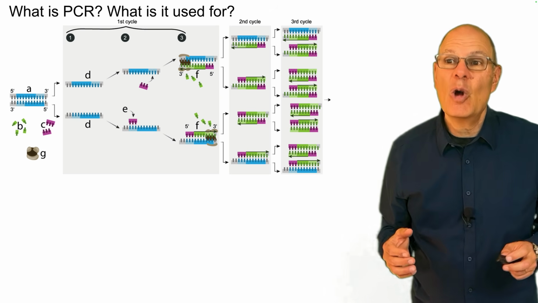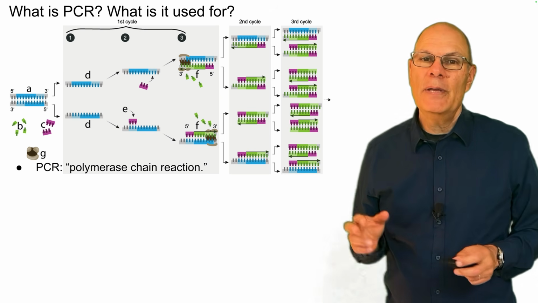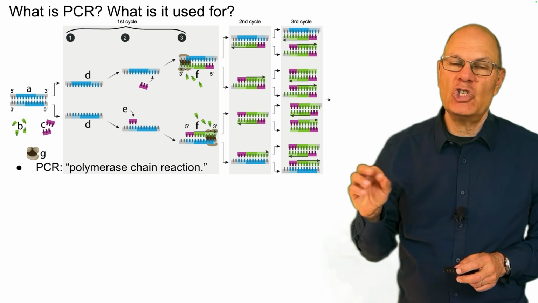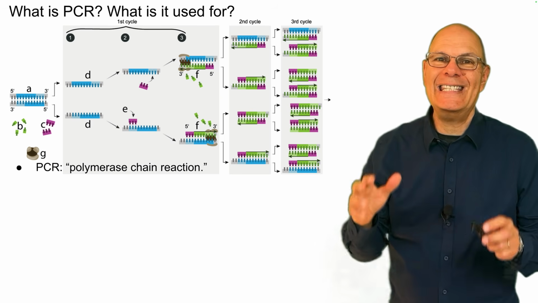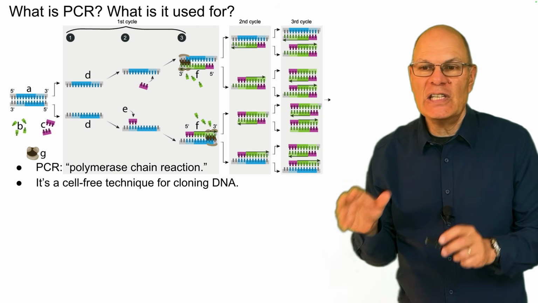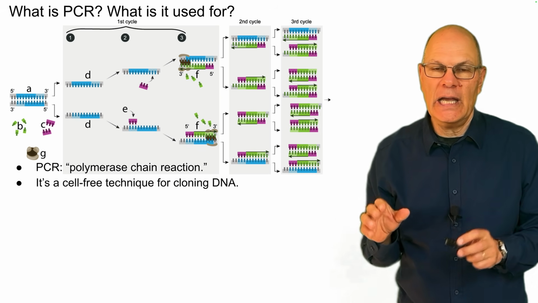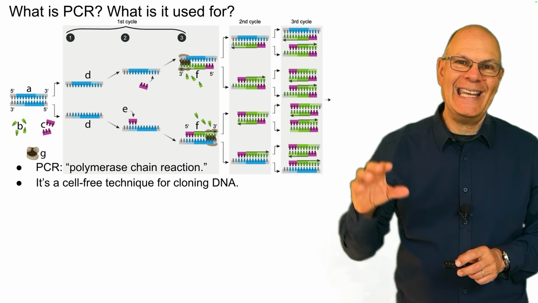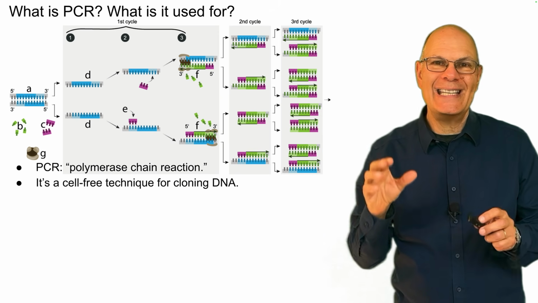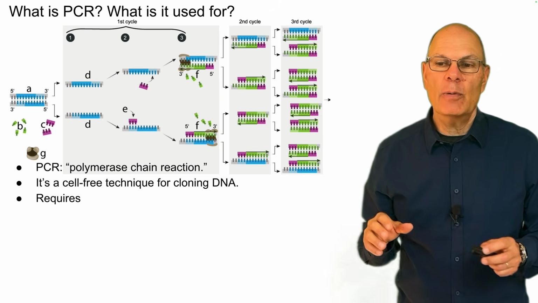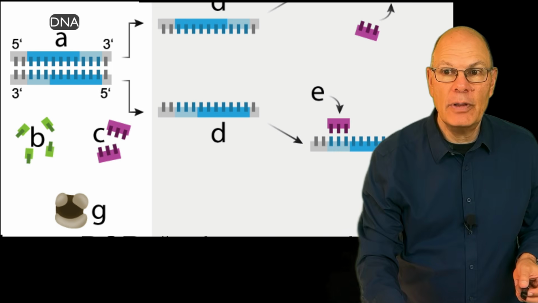What is PCR? What is it used for? PCR stands for polymerase chain reaction. The polymerase is DNA polymerase. It's a cell-free technique for cloning DNA. In other words, you can clone DNA in a test tube. You don't need a cell in order to do it. It requires the DNA sample that you want to clone.